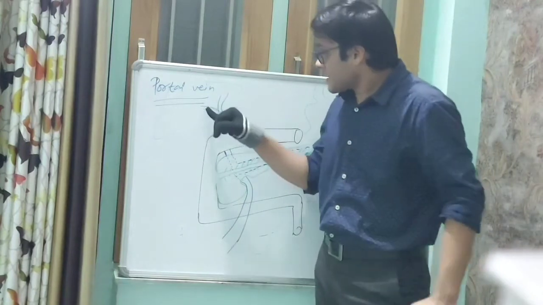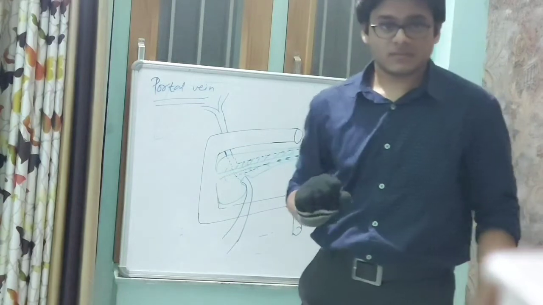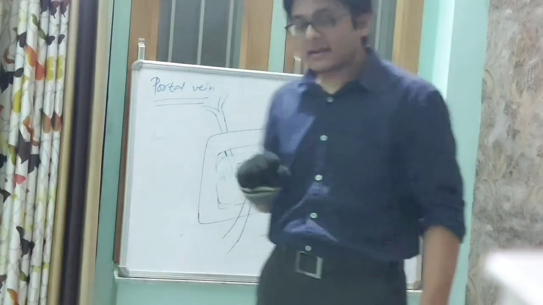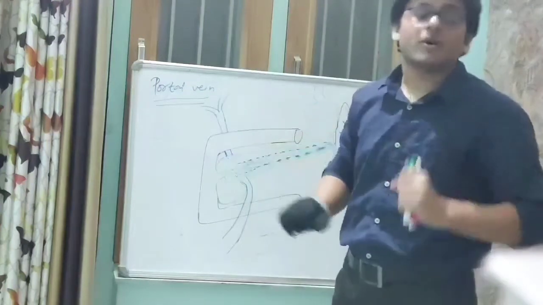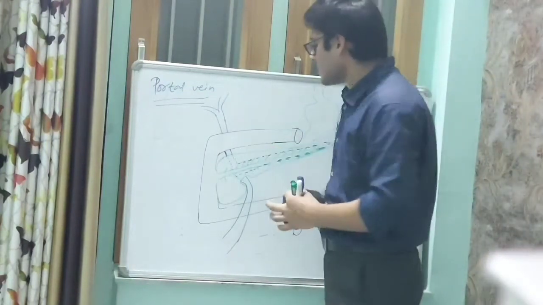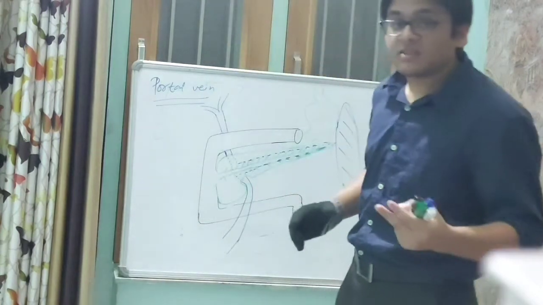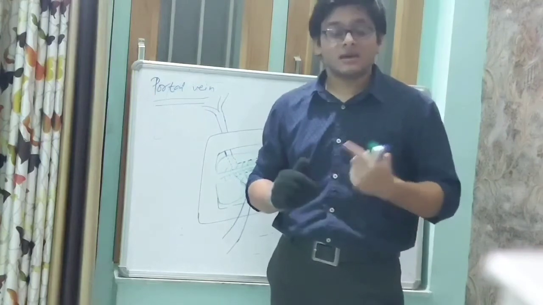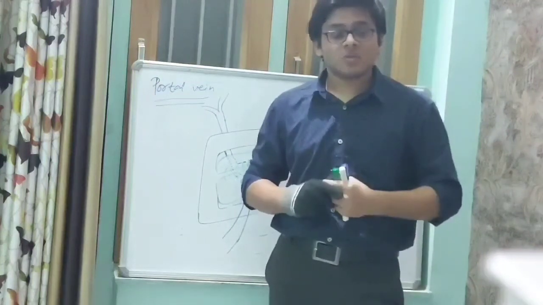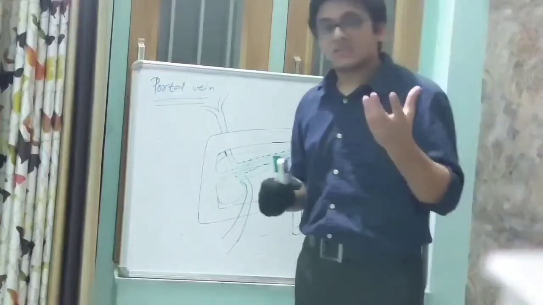And interestingly, the right branch is short but wider. Lumen is wide. But the left branch is longer, but its lumen is shorter. Okay, so this is the important thing you have to know. And what are its tributaries? As I earlier mentioned, it brings deoxygenated but nutrient rich blood from the spleen, from the pancreas, from the stomach. So its tributaries will be the veins coming from these structures.